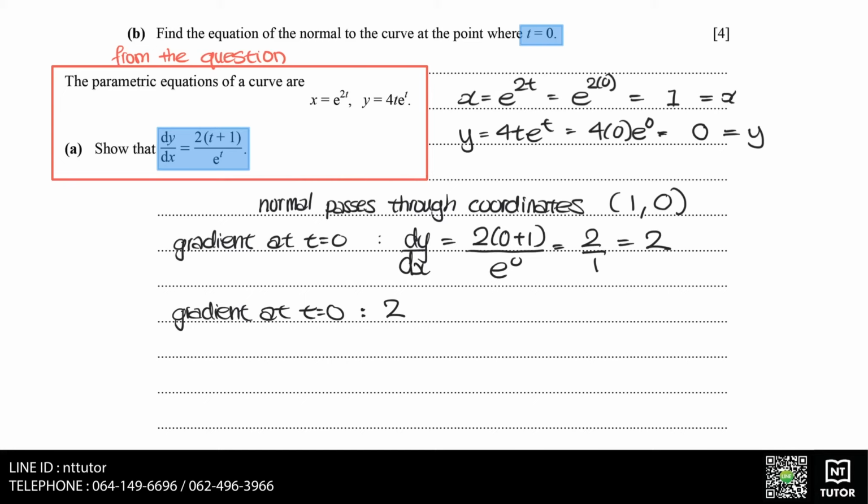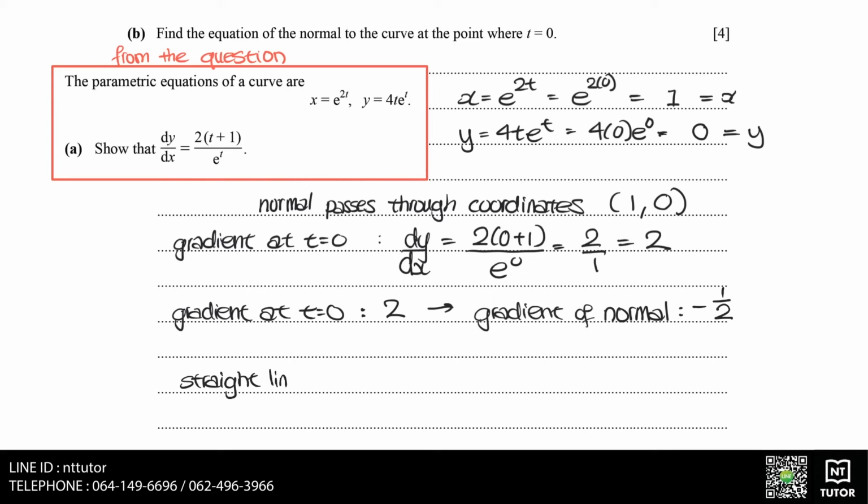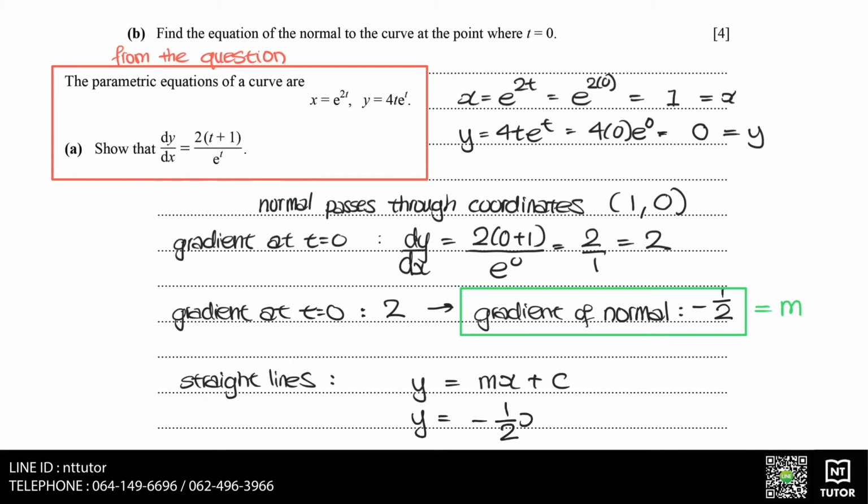And the normal is perpendicular to the curve at that point. Therefore, the gradient of the normal needs to be the negative reciprocal of 2, which is minus 1 over 2. All straight lines can be written in the format y equals mx plus c, where m is equal to the gradient. So now that we have the gradient of the normal, our m equals minus 1 over 2. So we can write the straight line as y equals minus 1 over 2 x plus c.